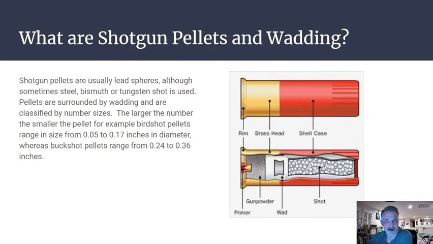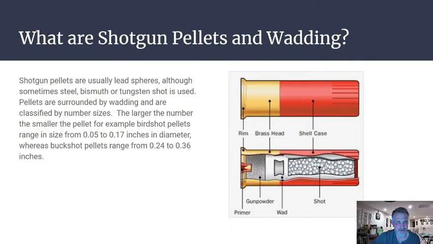Shotgun shells are kind of the same idea as the bullet, except instead of having one projectile, you're going to have shot, which is basically a bunch of little pellets. Shotgun pellets are usually lead spheres, although sometimes they can be steel or bismuth or tungsten. Pellets are surrounded by wadding and are classified by a number size. Basically, the larger the number, the smaller the pellet. So number 9 shot is going to be a smaller pellet than number 3 shot. They range in size from 0.05 to 0.17 inches in diameter.